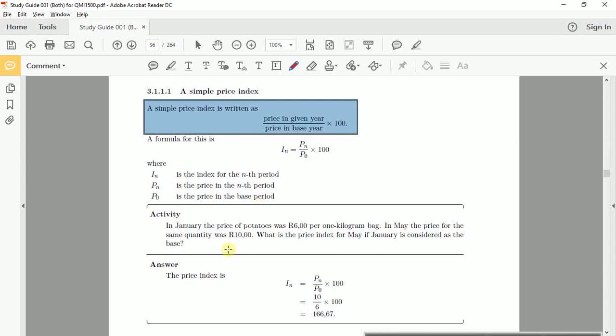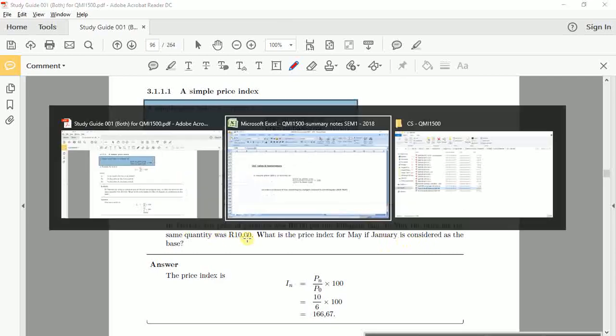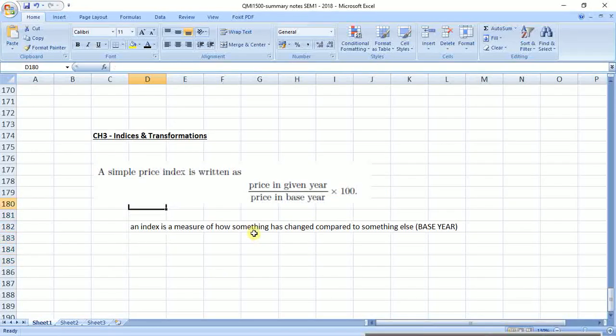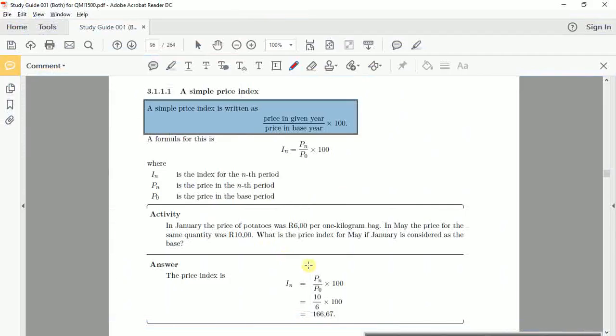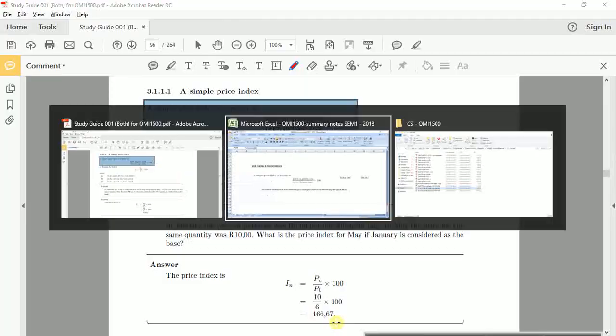All right, so here they've given you January, the price of potatoes was 6 Rand per kilogram. In May, the price was 10 Rand. What is the price index for May if January is the base? Okay, so if January is the base, well, then we do what we did here. What was the price? 10. What was January's price? 6 times 100. Price in a given year over the base year times 100. 10 divided by 6 times 100 is 1.66. Well, 166.